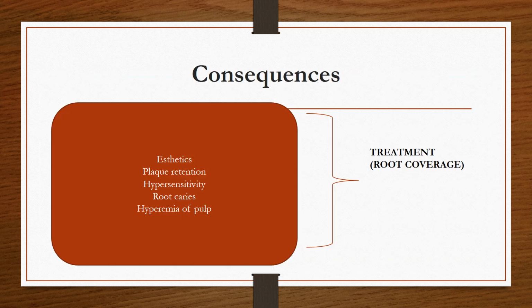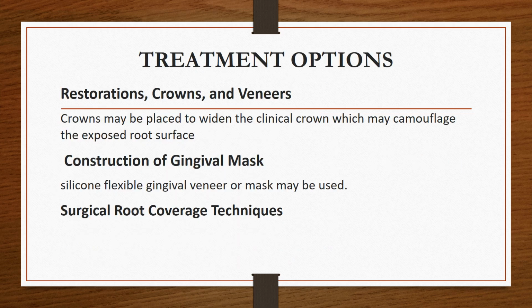So coming to the consequences of gingival recession, it can lead to esthetic problems, plaque retention, hypersensitivity, root caries, and hyperemia of the pulp. So there is a need for root coverage procedures. So what are the treatment options for gingival recession? In the non-surgical method, there is restoration. We have restorations, crowns and veneers. The crowns may be placed to widen the clinical crown, which may camouflage the exposed root surfaces. Construction of a gingival mask: a silicone flexible gingival veneer or mask can be used. Then surgical root coverage techniques can be used.